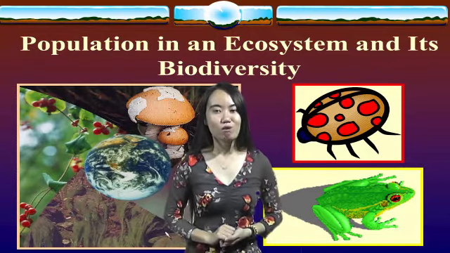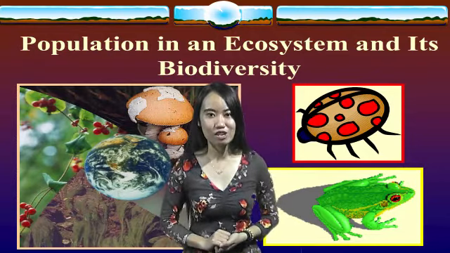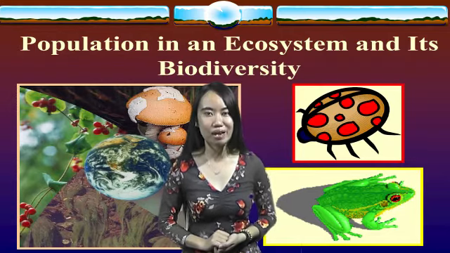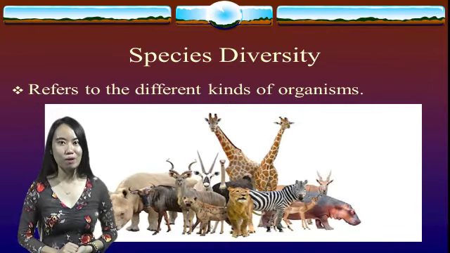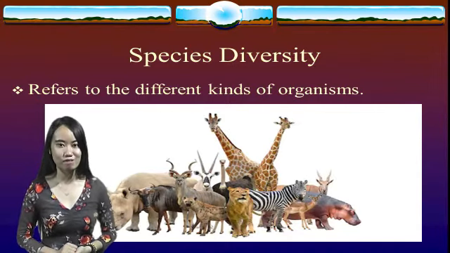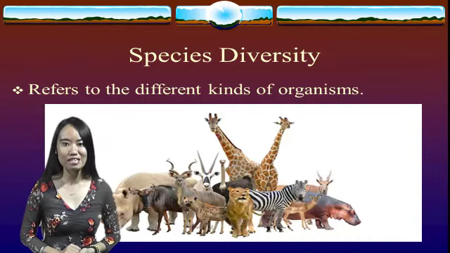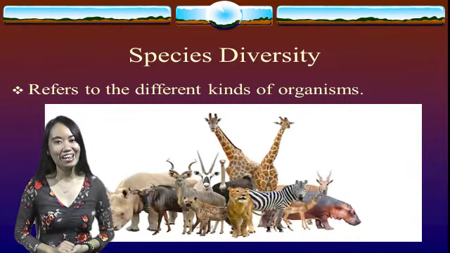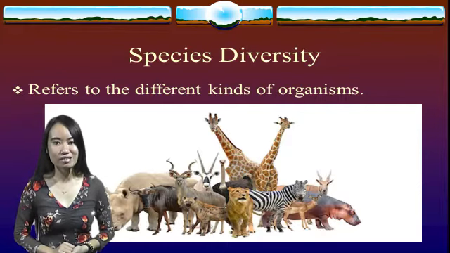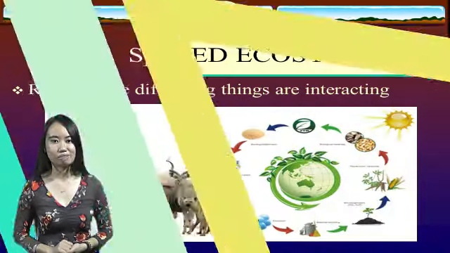And today, we will discuss the lesson on population in an ecosystem and its biodiversity. So what happens to a community when its species diversity is reduced? Species diversity refers to the different kinds of organisms. In any ecosystem, organisms need a balanced environment.